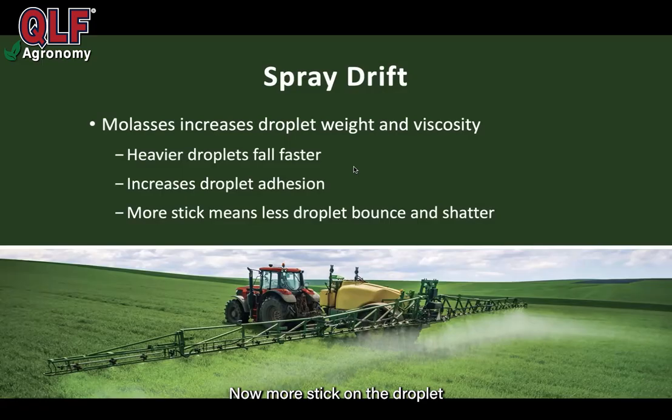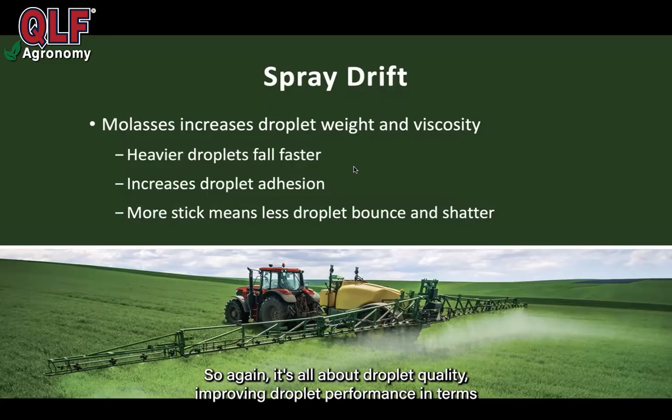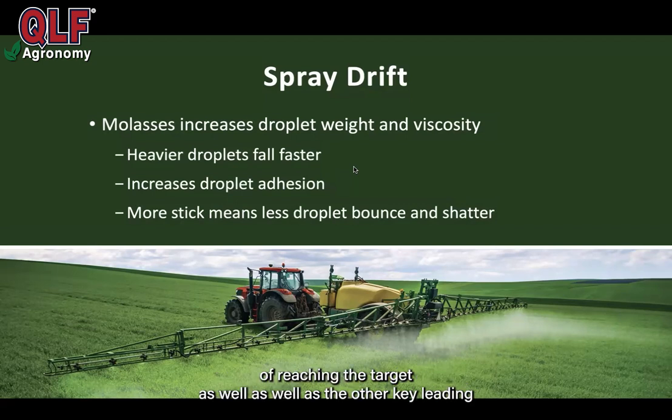Now, more stick on the droplet also means less droplet bounce. It's the droplet size, the forward speed, the pressure. If we have too much of that, those droplets could bounce off the leaf. But when we have all of those sticky sugars in there, that helps to stick that droplet and prevent some of that bounce and shatter. So again, it's all about droplet quality, improving droplet performance in terms of reaching the target, as well as the other chelating benefits that we talked about.